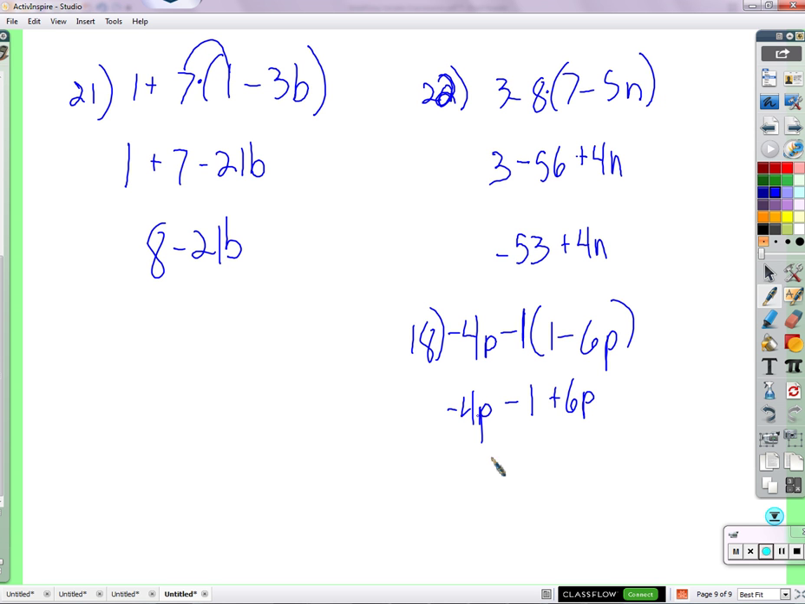6p minus 4p is 2p, and there's a minus 1 that can't go with anything. 1s and p's, and they can't go together.